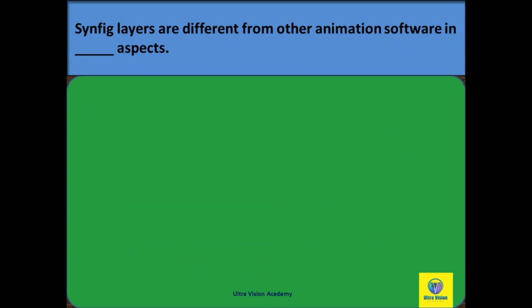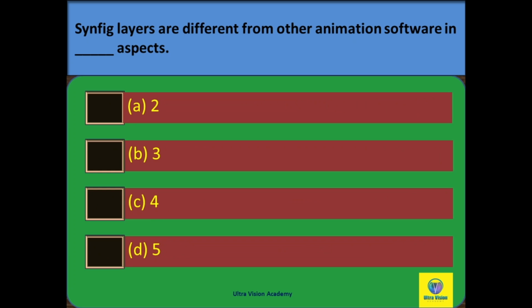Next, Synfig layers are different from other animation software in dash aspects. So in how many aspects? So the options are 2, 3, 4, or 5. Well, the correct answer is 2. So it differs in two different aspects.